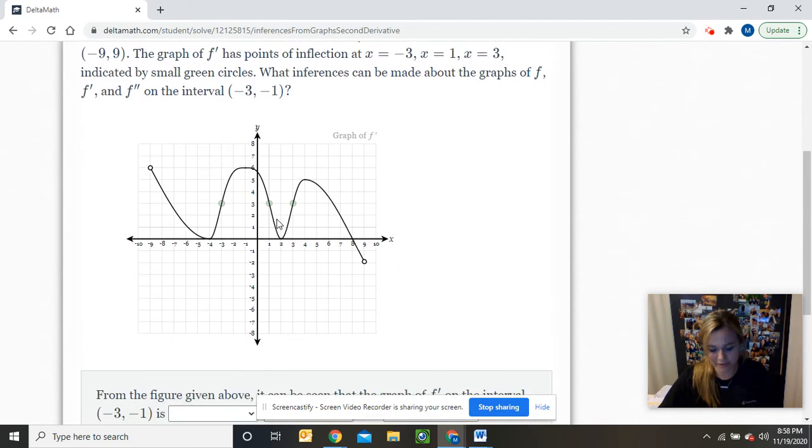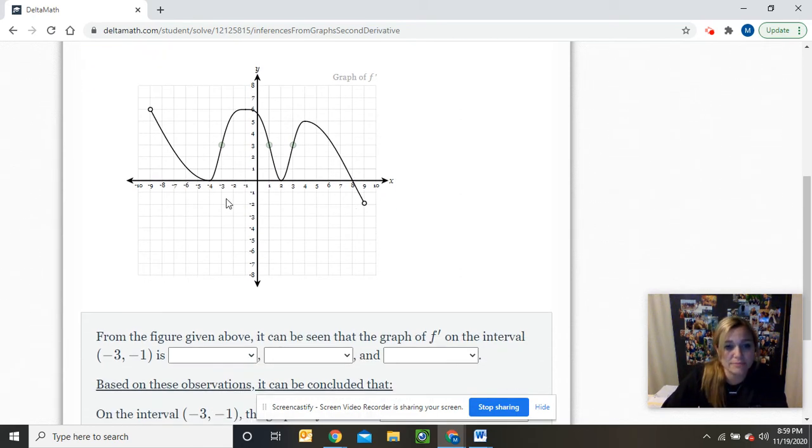Okay, just the graph of F prime. Okay, so here's one more. So this gives you a graph of F prime. So I'm still doing the same thing, X, F, F prime, F double prime. And then I'm thinking, it says, what can be made about the graphs of F, F prime, and F double prime on the interval from -3 to -1?